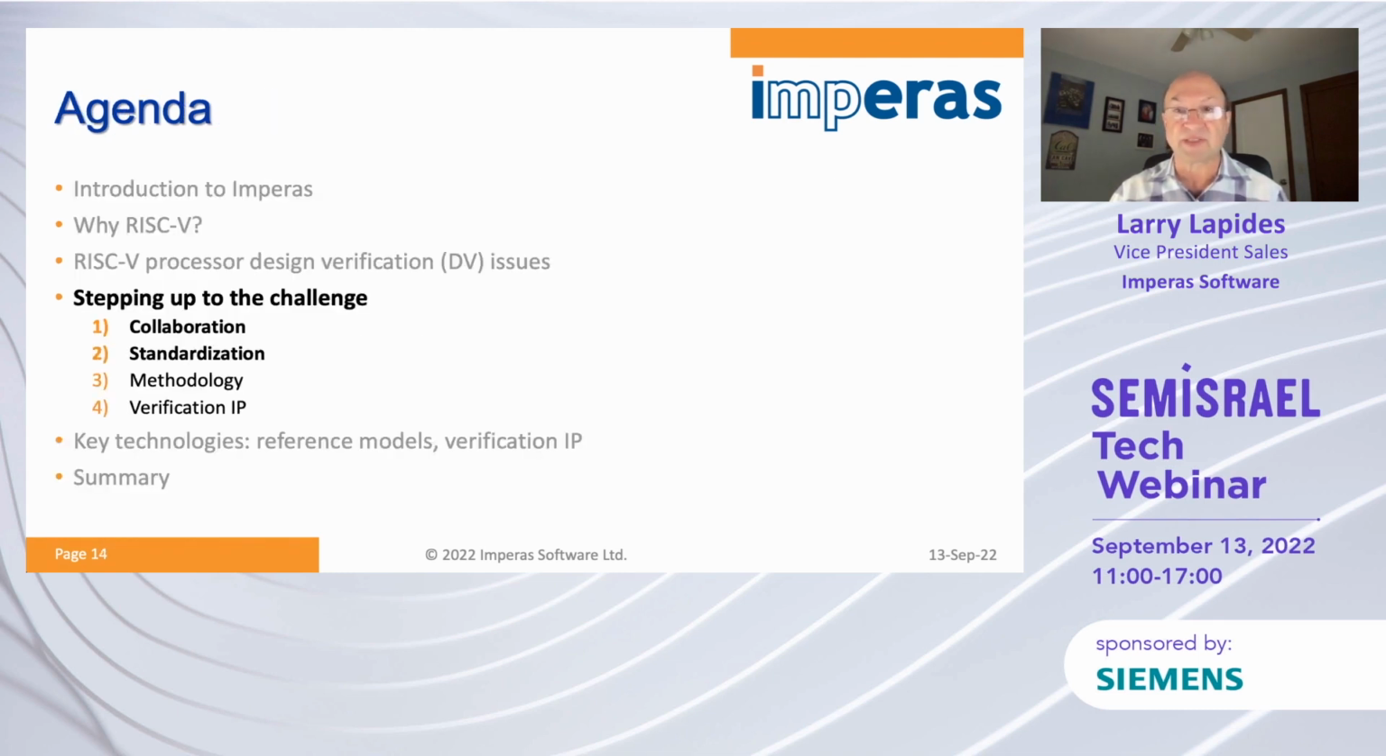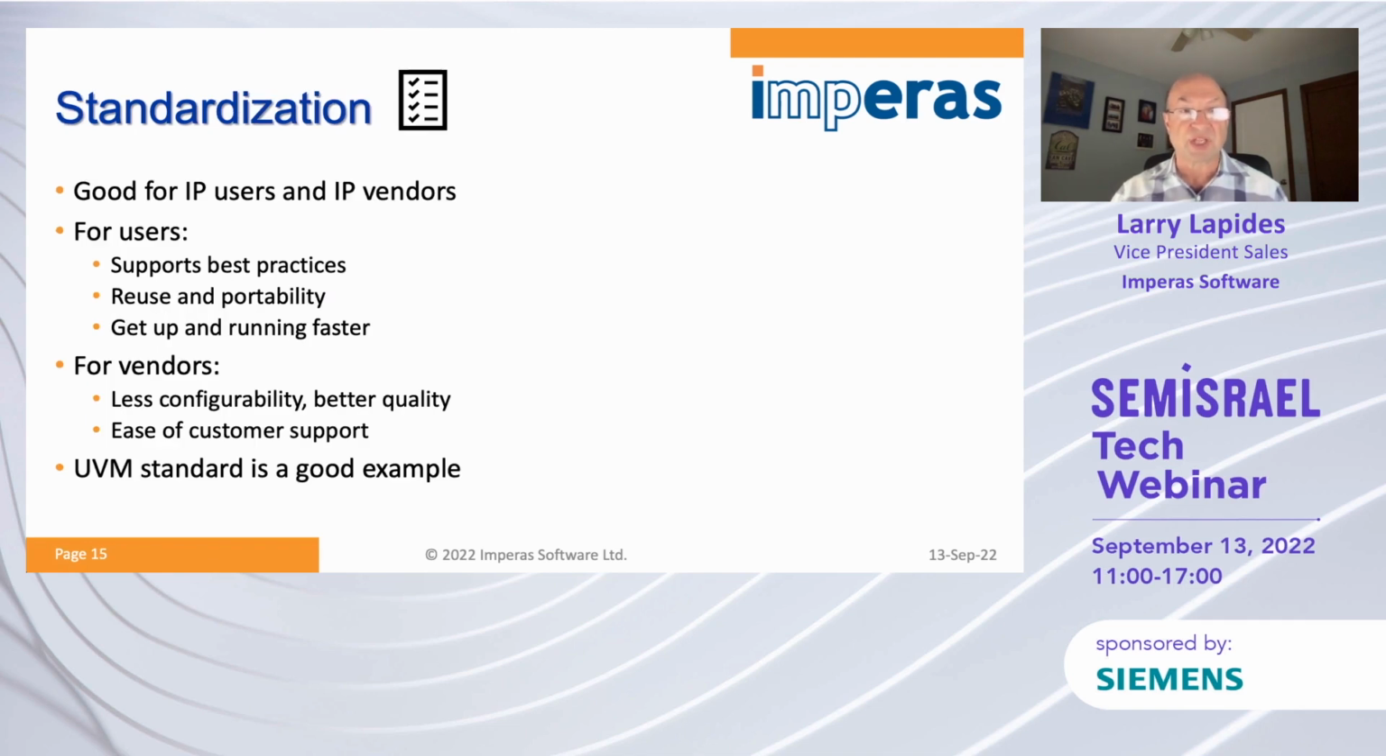A second piece is standardization. Standardization is good for both IP users and IP vendors. For users, it supports best practices, supports reuse and portability, supports getting up and running faster with the IP. For the vendors, there's less configurability, which usually means better quality, and then also makes it easier to do customer support. UVM is a good example of standardization in the DV community.